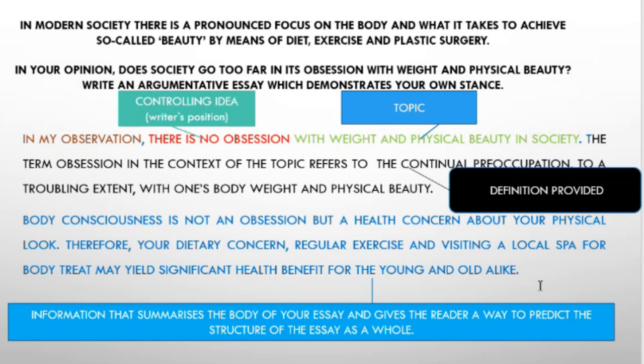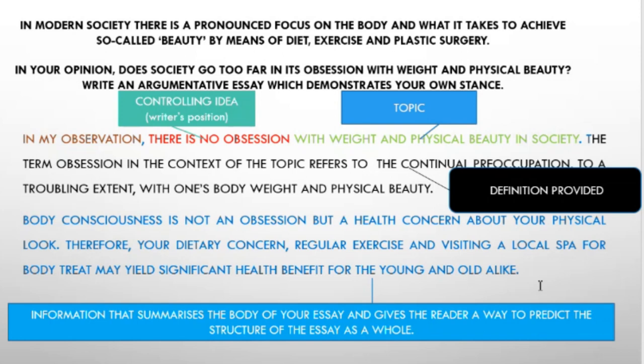It doesn't mean they are actually doing it out of obsession with physical beauty, out of preoccupation to a troubling extent with one's body weight and physical beauty. No, he says it's not about that. This is not me, it is the student who wrote this paragraph.